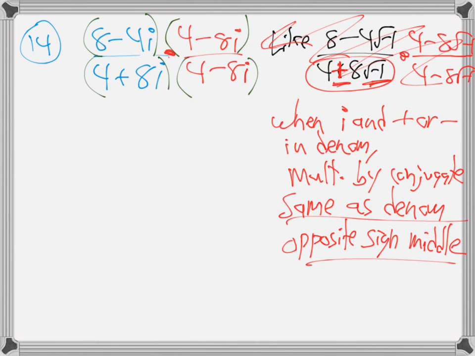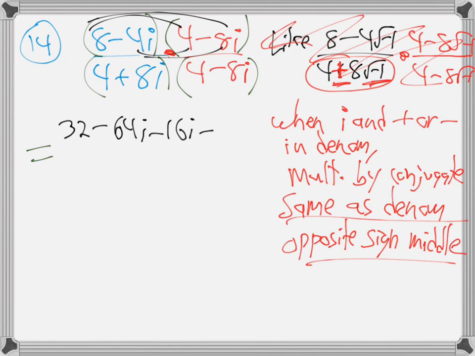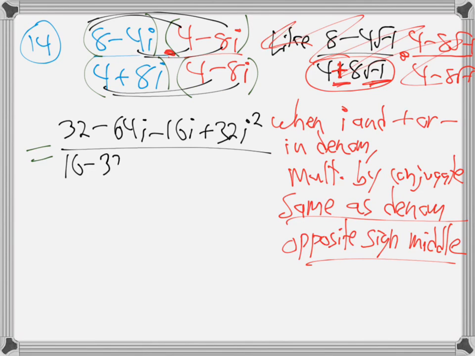So now let's crank it out. We're going to FOIL the top. We're going to FOIL the bottom. So try carrying out the FOIL on the top and the bottom, and I'll finish it up in a second. All right, I hope that's coming out for you. Let me jump in. So what do we get? 32 minus 64i, and then minus 16i plus 32i squared, all over, on the bottom, 16 minus 32i plus 32i minus 64i squared.